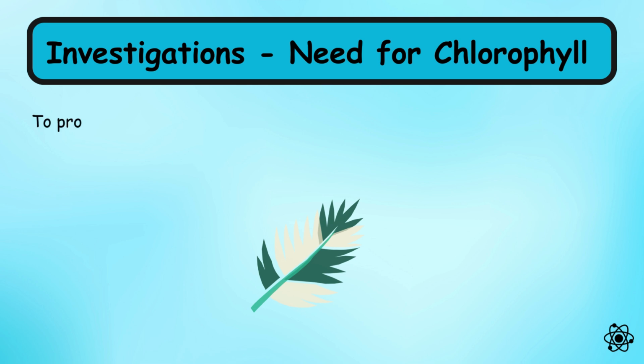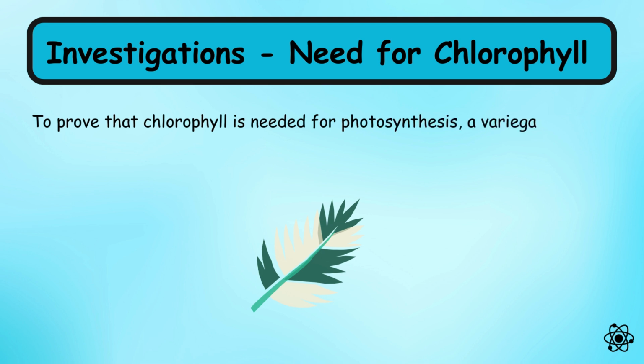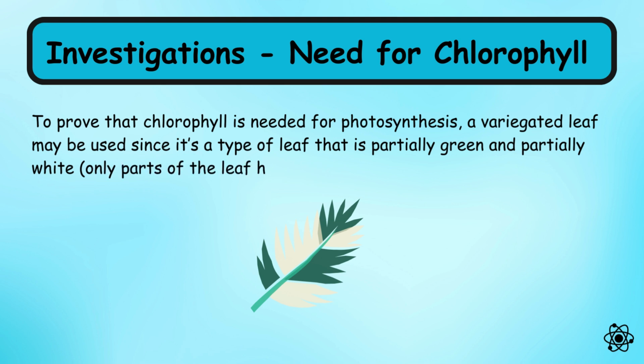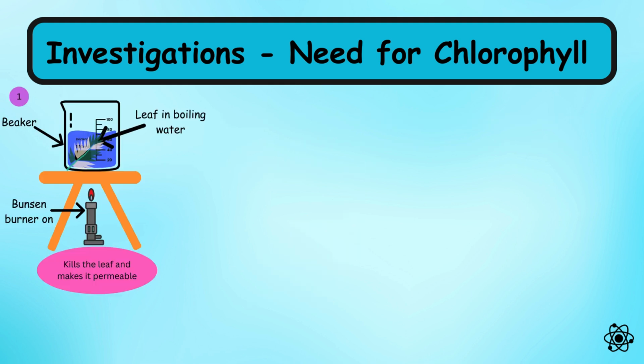The first investigation we'll look at is the need of chlorophyll in photosynthesis. To prove that chlorophyll is needed for photosynthesis, a variegated leaf may be used. Since it is a type of leaf that is partially green and partially white, that is, only parts of the leaf have chlorophyll. First, the leaf is put in boiling water to kill the cells and break down the cell membranes. This makes it permeable.